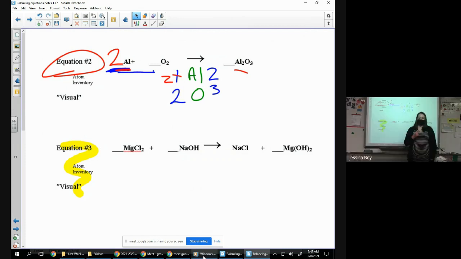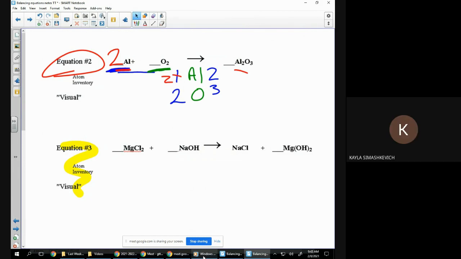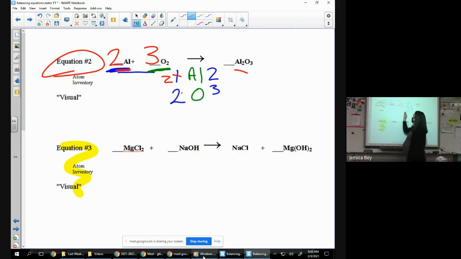Two times 3 is going to go into 6, right? Yeah. Awesome. So what do I want to put in front of this O2 to get me 6? What times 2 gets me 6? 3. Yes, very good. What in front of this O do I need in order to get 6? What times 3 gets me 6?